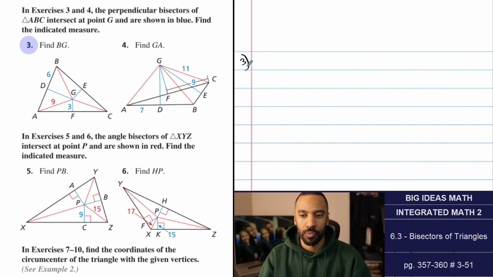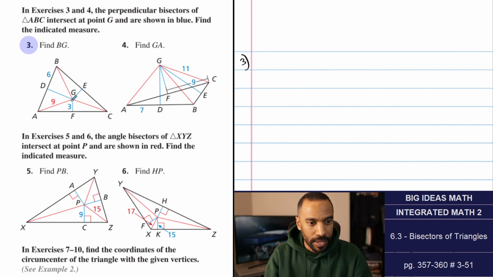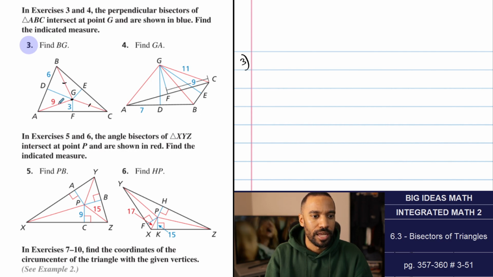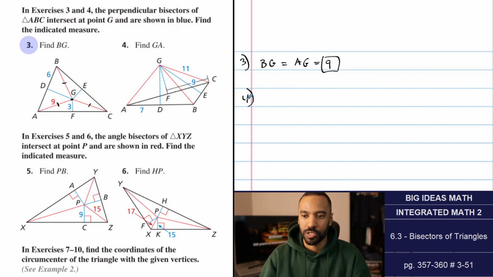So on number 3, we do have perpendicular bisectors, and where they are concurrent is the circumcenter. Not the incenter, but the circumcenter, which means these 3 lengths are congruent to each other. They ask you to find the length of BG. BG should be the same length as AG. Therefore, BG equals AG, which is 9, because they are the same. And that's number 3. See, short and sweet.